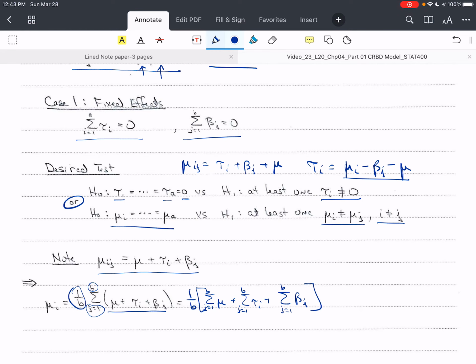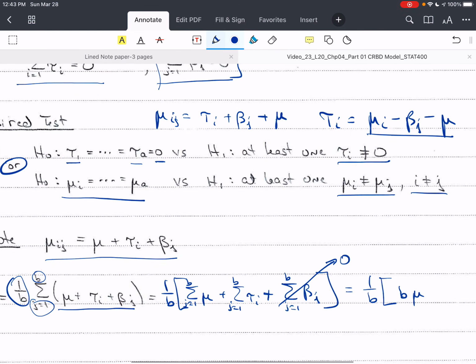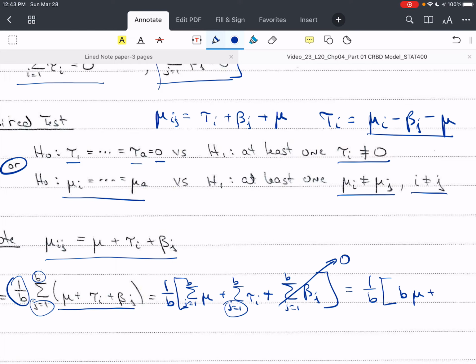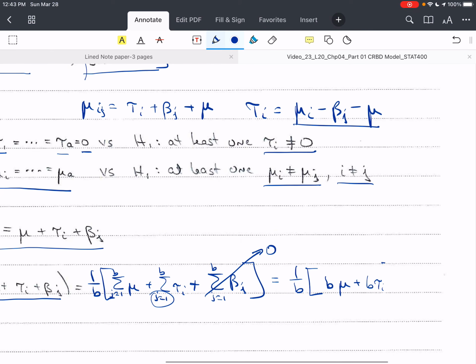Now, look at my assumption here. The sum of beta j's is 0, so that's 0. And so we get 1 over b, and then mu doesn't have a j subscript, so we're going to have b times mu. And then the same thing for tau i. It doesn't have a j subscript, it has an i subscript, but we're not summing across i, we're summing across j. So we're going to have b tau i, okay? And then this will equal 1 over b times b mu plus 1 over b times b tau i. So we're going to equal mu plus tau i.